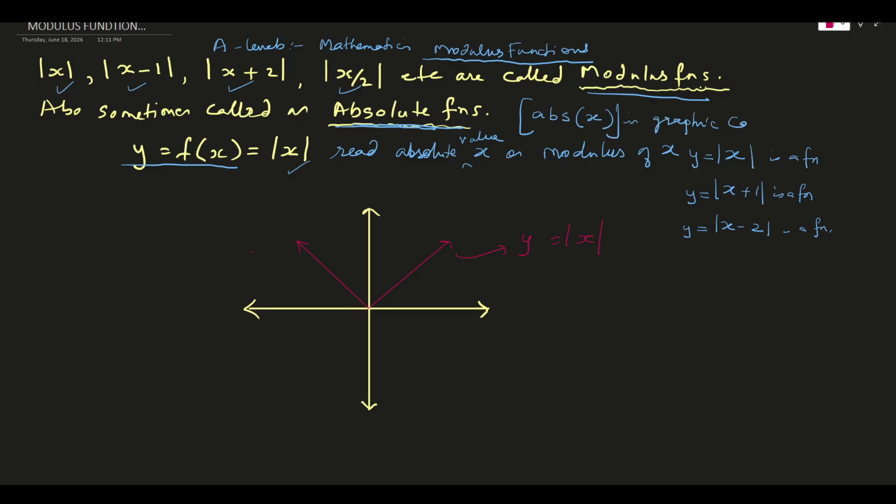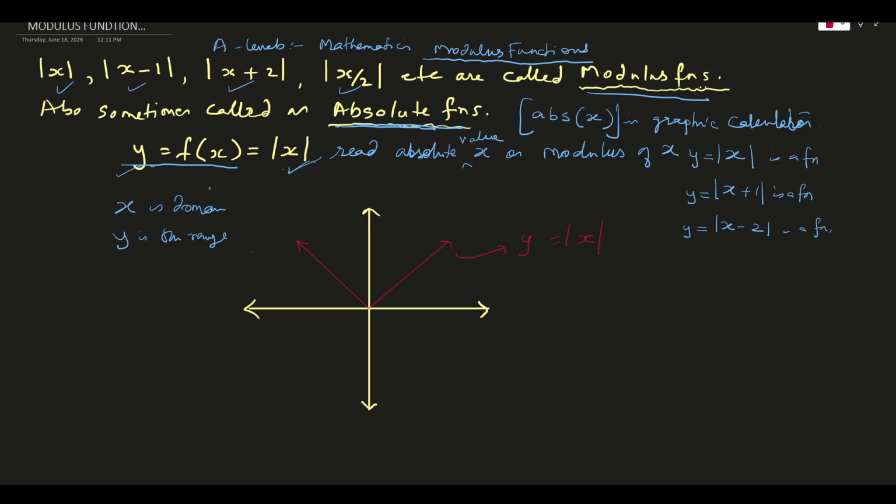Now, if y is equal to f of x in general, and that f of x is say modulus of x, then this is a function. Like any other function, you have a domain and you have a range. So x is the domain and y is the range, isn't it? And since it is a function, you can always plot a graph of that function.